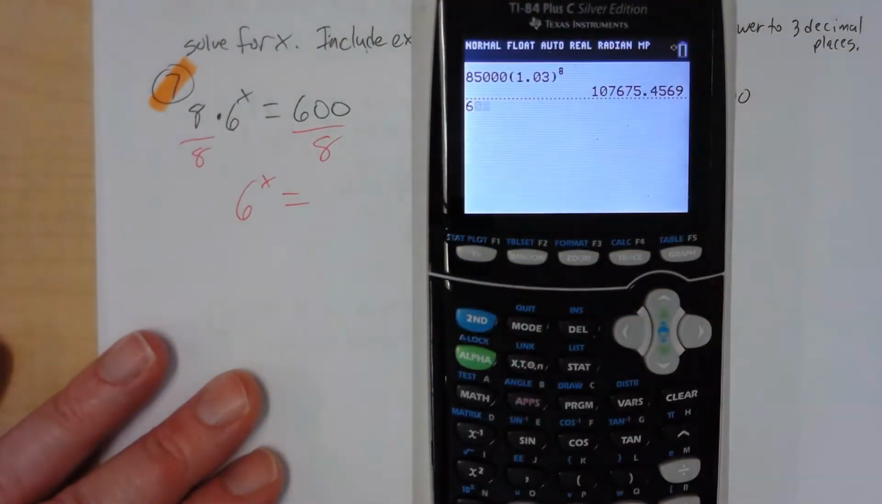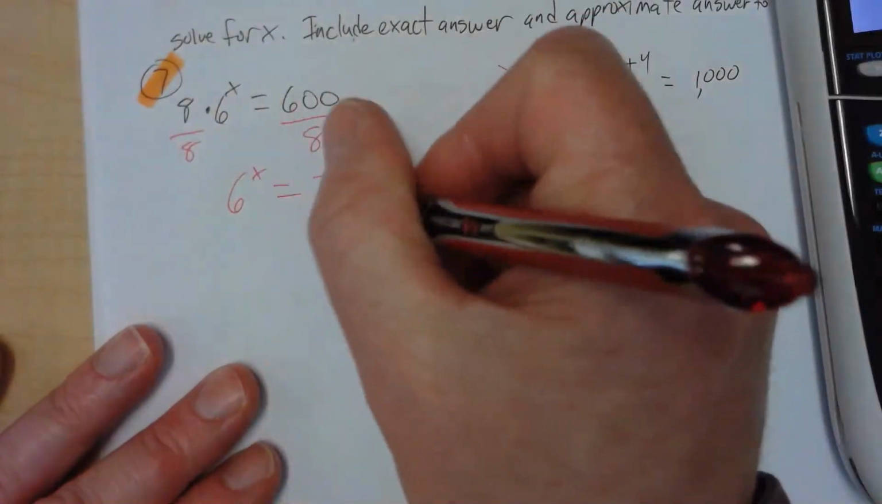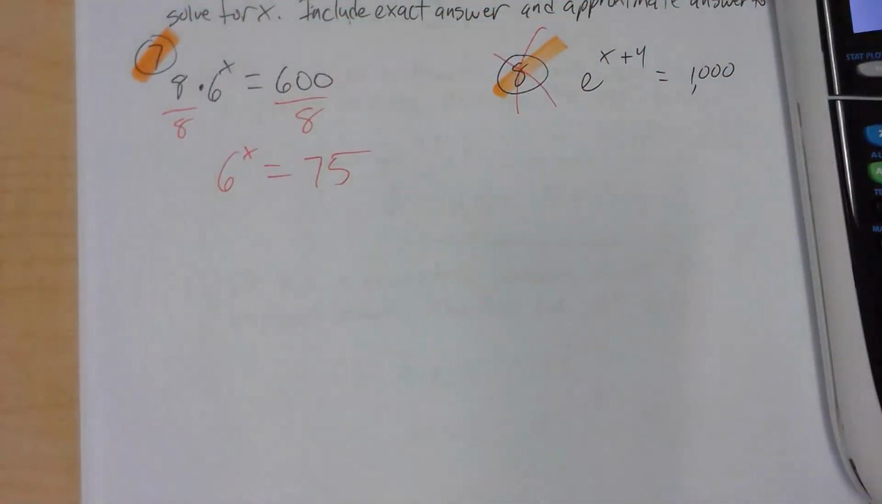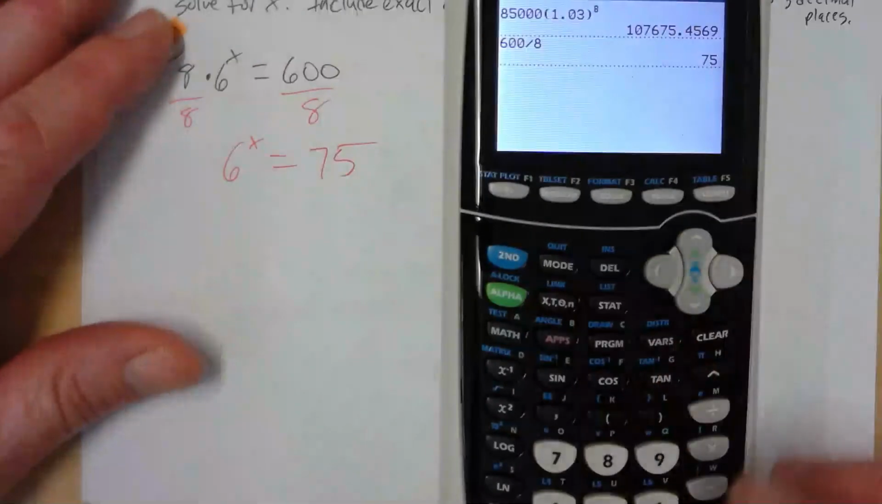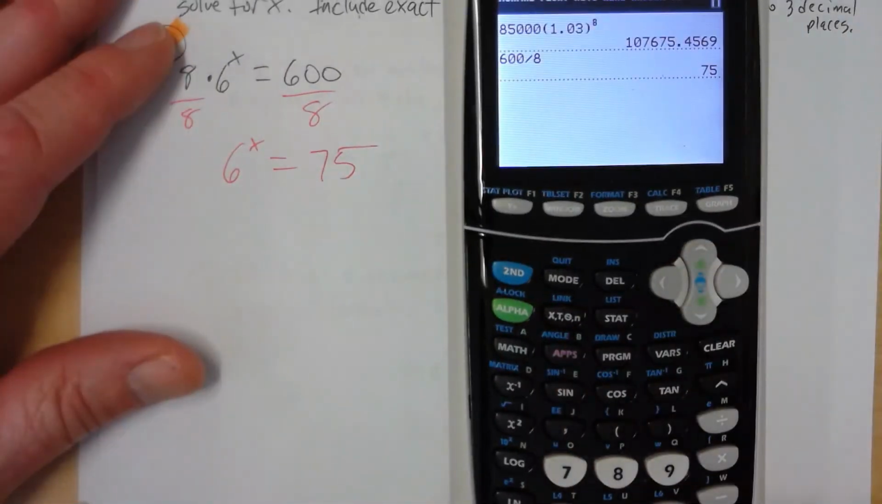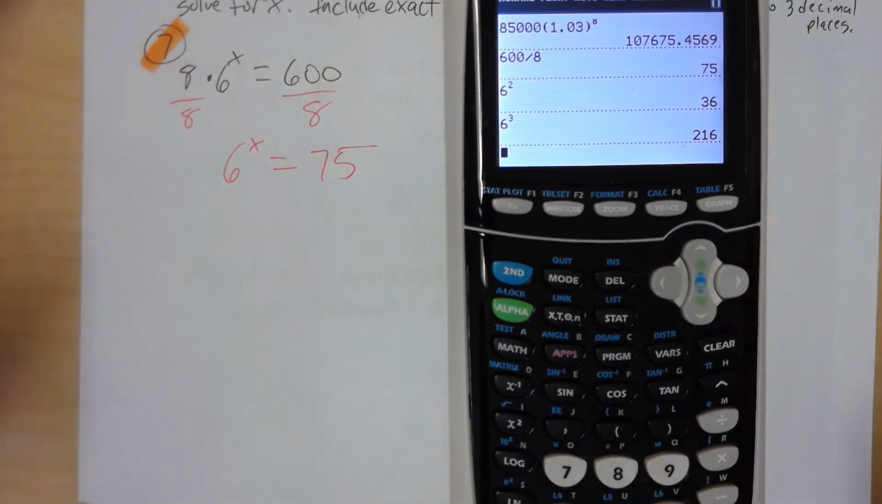So it's 600 divided by 8. 75. Now I want to have the exact answer and then an approximate answer to 3 decimal points. So you can kind of know what you're looking for here. If you do 6 to the second power, that's 36. If you do 6 to the third power, that's too much. So the answer has to be between 2 and 3.